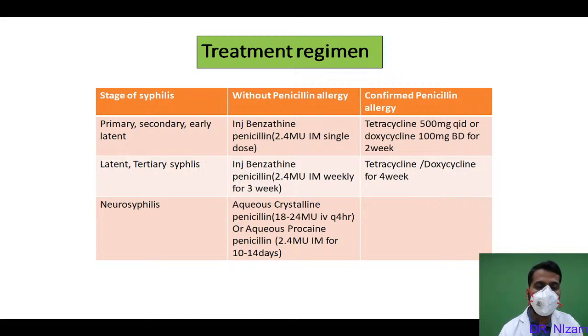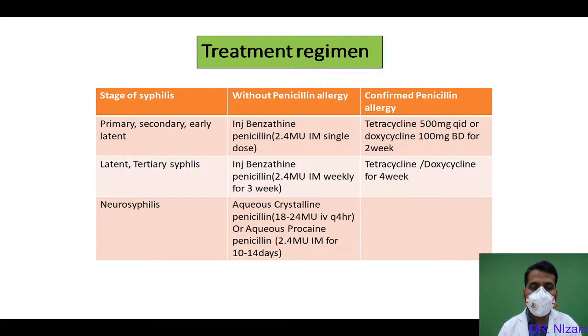Now, after discussing all this, coming to the treatment part. Primary, secondary, and early and latent syphilis, if there is no penicillin allergy, are treated with benzathine penicillin, 2.4 million international units, intramuscular single dose. If the patient has a penicillin allergy, then tetracycline 500 milligram or doxycycline.